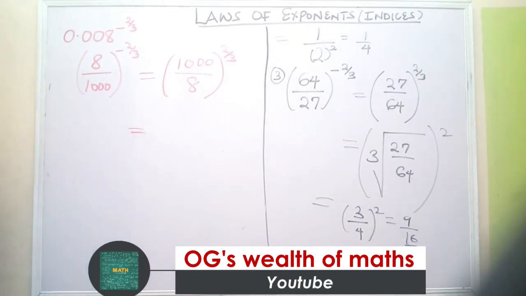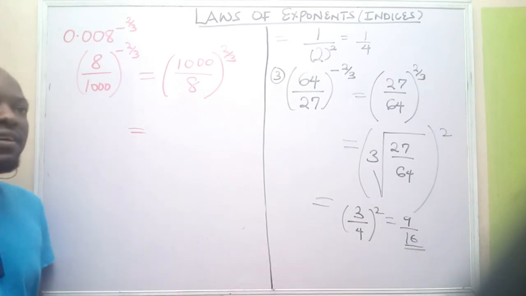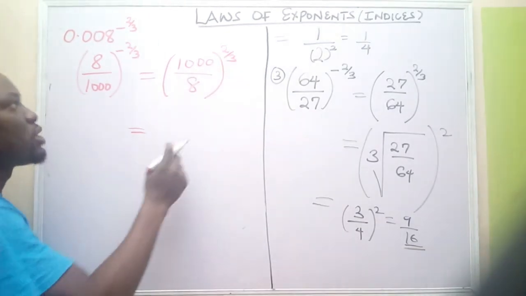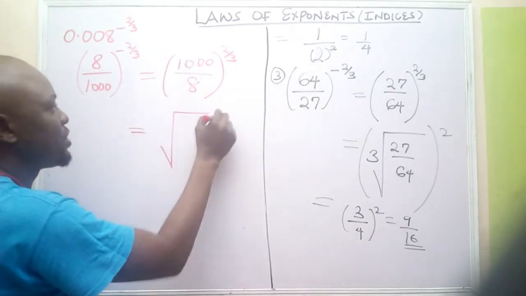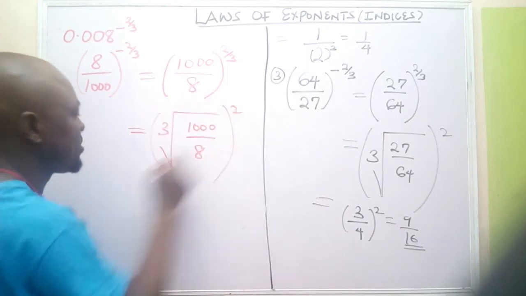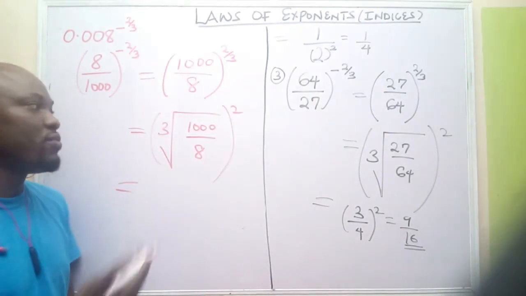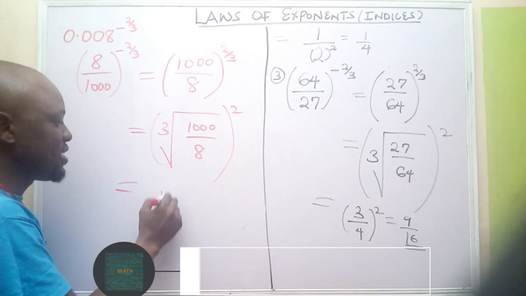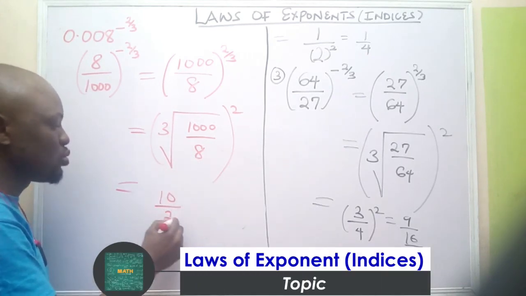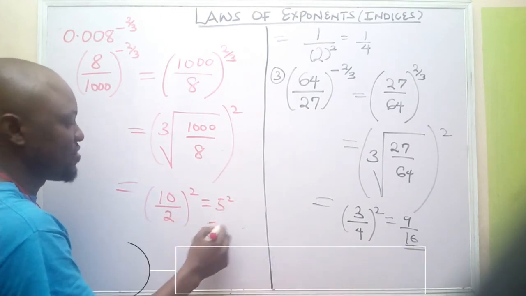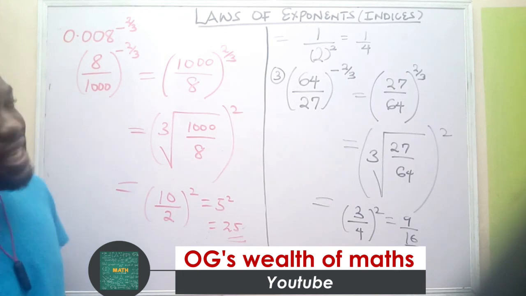So the next step is that I have a fractional exponent whose numerator is not a 1. So therefore, the fractional denominator becomes the root of the base. So it becomes the third root of 1,000 over 8, all squared. If you punch your calculator, the third root of 1,000 will give you 10. The third root of 8 will give you 2, all squared. So 10 divided by 2 will give you 5 squared, and 5 squared will give you 25. So that is pretty simple.